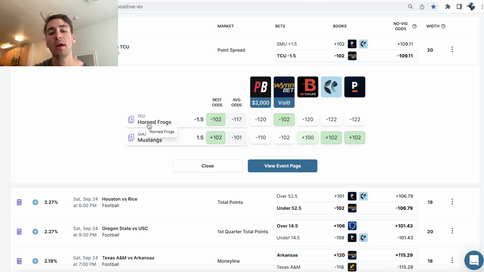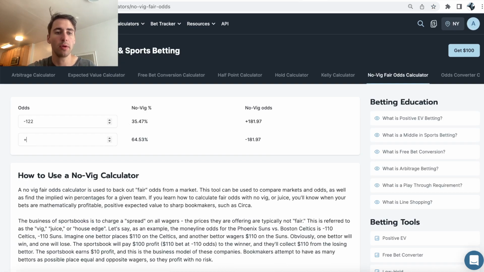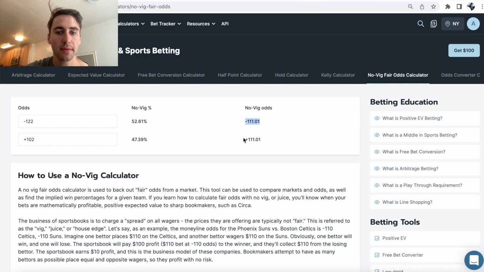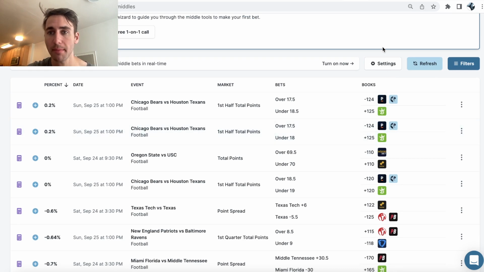But you can see here, this TCU bet is at the same level. It's not like WynnBet is TCU plus 1.5 or something. This is just TCU minus 1.5, a massive discrepancy to the entire market. If you look at Pinnacle with the vig removed from their market, if you go to a no vig odds calculator, the true price for this TCU bet should have been minus 111. We got it at minus 102, even though the true price with the vig removed is minus 111. That is how you make the big bucks sports betting, my friends.